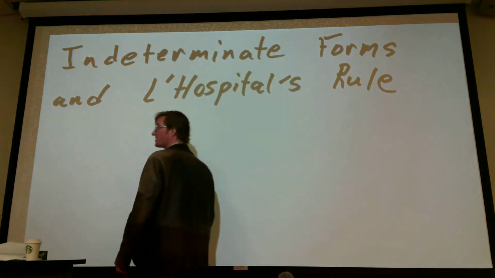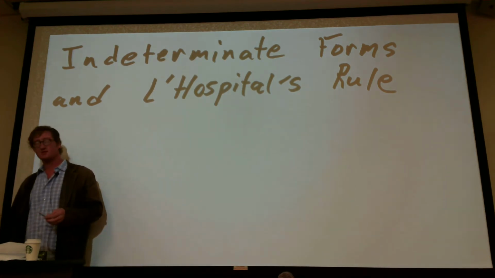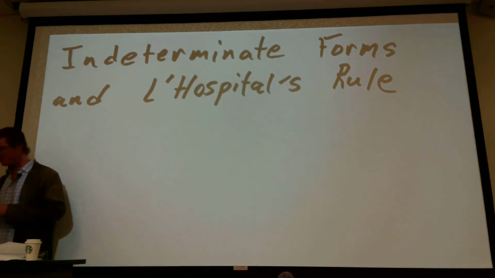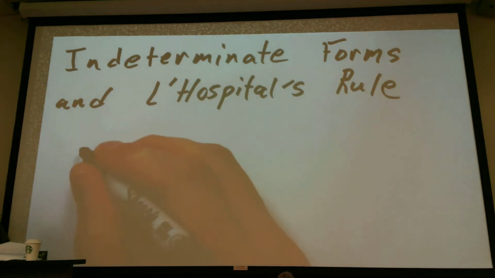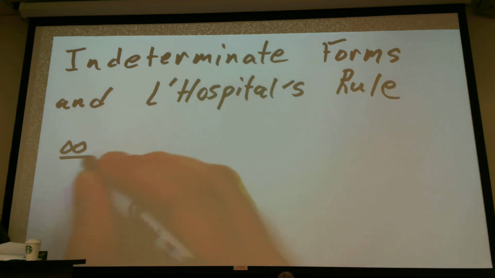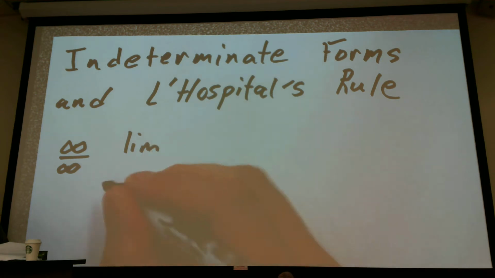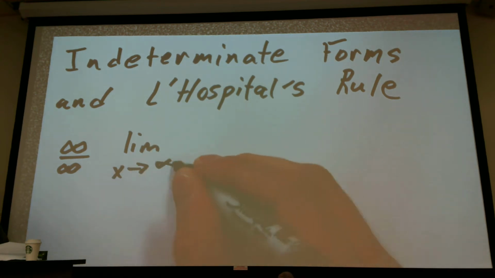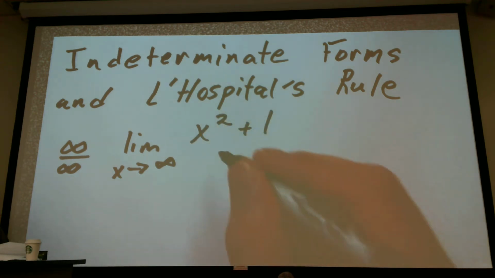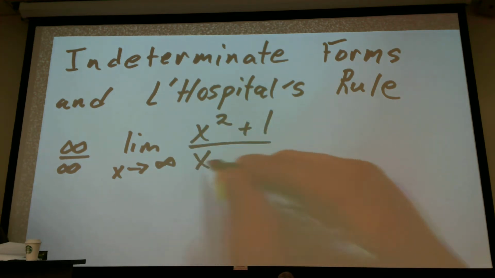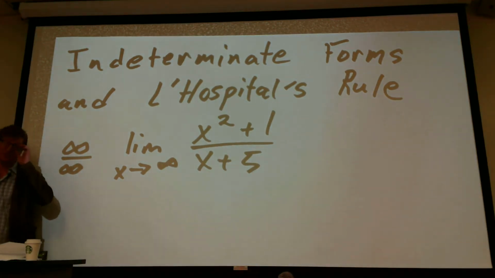Okay, so today's lecture is on indeterminate forms and L'Hopital's rule. So what are indeterminate forms? If you have something that is, let's say, infinity divided by infinity. We've actually seen this problem before, so this would be something like the limit as x tends towards infinity of, say, x squared plus 1 divided by x plus 5. The top and the bottom are both headed towards infinity.